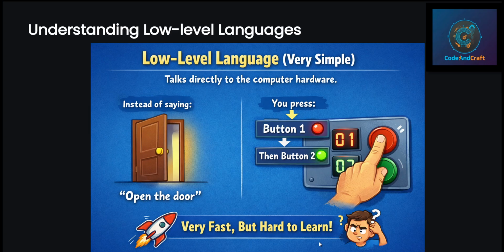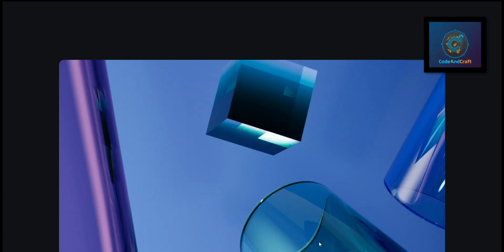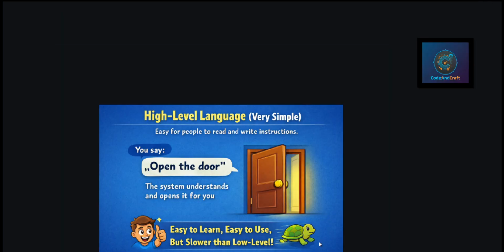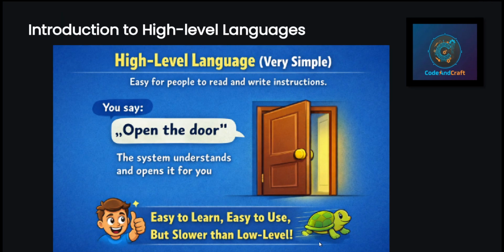Let's move to the next topic, that is high level language. A high level language is a programming language that is designed mainly for humans. It is easy to read, easy to write and easy to understand. It hides all the hardware details from us. The best example for this is, when we simply say open the door, the system understands our words and opens the door for us. So that's how high level languages work. They are beginner friendly and widely used, but they run slightly slower when compared to the low level languages.